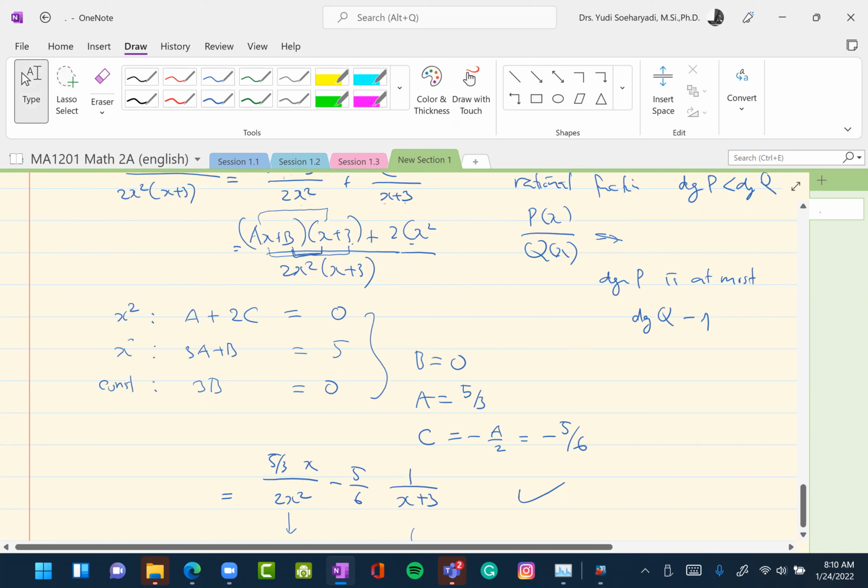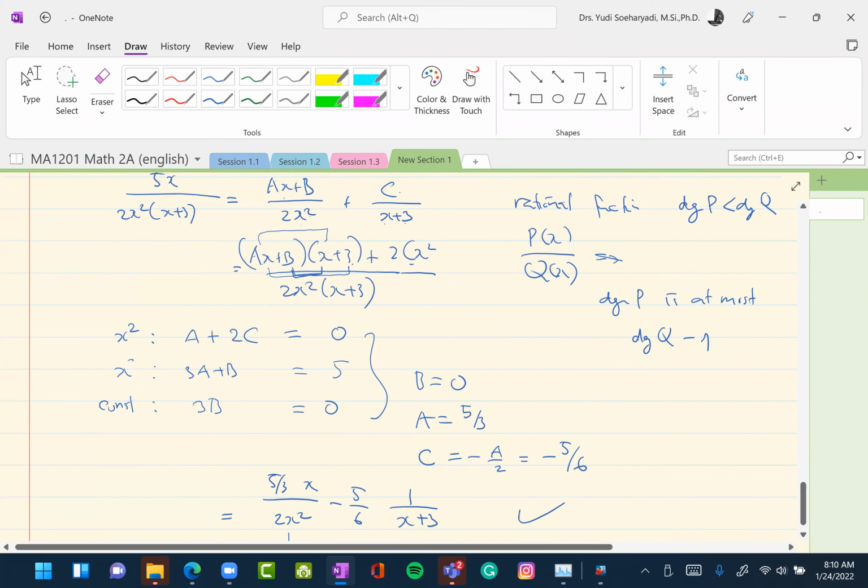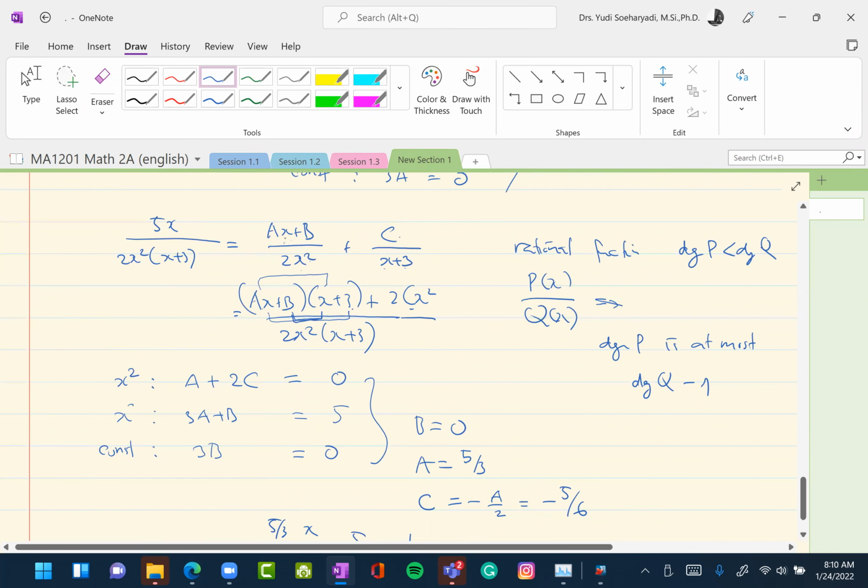Why is it ax plus b over 2x squared plus c over x plus 3, and not just a over 2x squared plus b over x plus 3? Like, why is the numerator ax plus b and c? Which one? Numerator ax plus b. Oh, this one? Yeah.